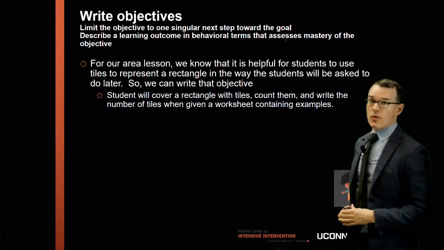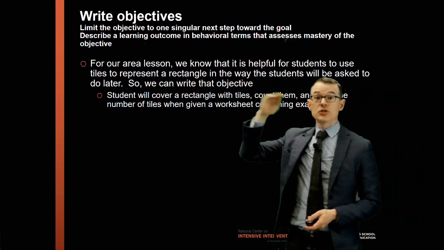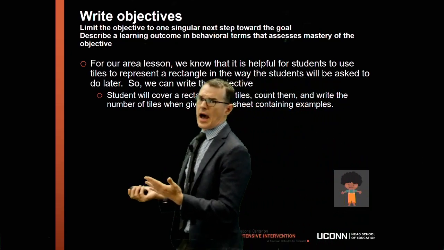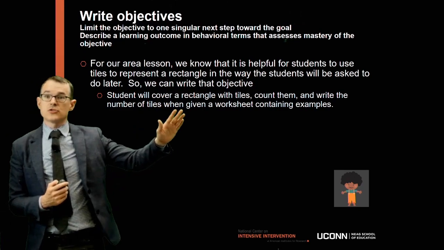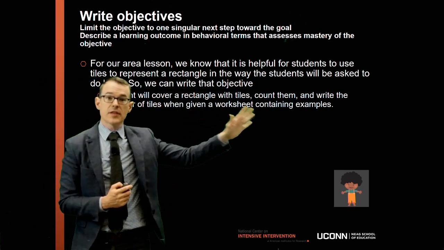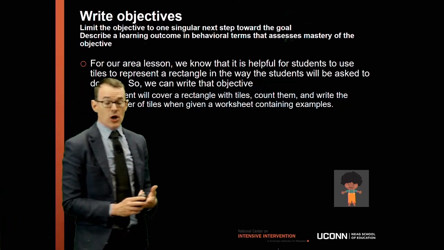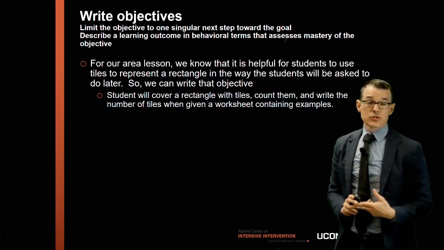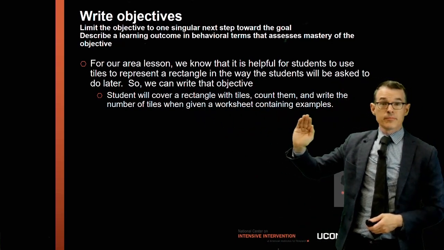Let's flip over to Martin's example now. So for this area lesson, we know it's helpful for students to use tiles to represent a rectangle in the way students will do later. That was one of the options that I had come up with before. So the objective could be written this way. Students will cover a rectangle with tiles, count them, and write the number of tiles when given a worksheet containing examples. So does this meet our criteria of being singular, and does it meet our criterion of describing the learning outcome in behavioral terms? Well, is it singular?